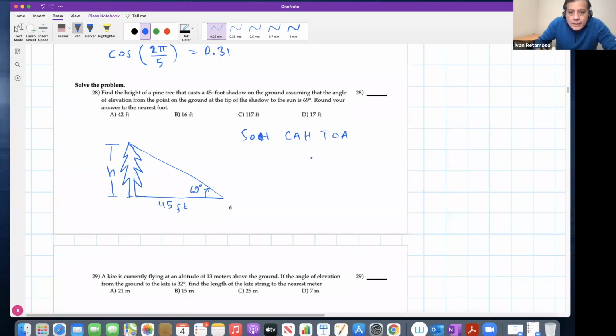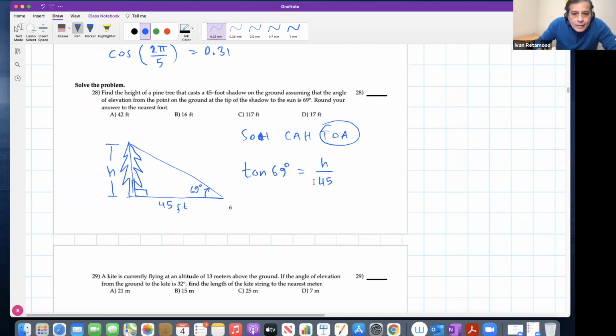Tangent. Tangent, very good. Tangent is perfect, because tangent is opposite over adjacent. Opposite, adjacent is going to relate these two, right? Tangent of 69 degrees. Very good, guys. Tangent of 69 degrees should be equal to opposite, according to TOA, right? Opposite h over adjacent 45. Very good, right? Assuming this is a right triangle, of course.